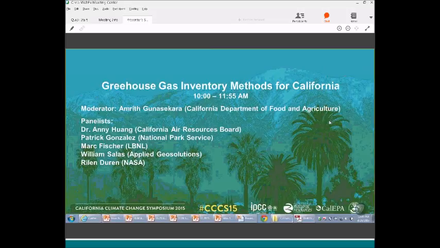So we need to look at these as a systems approach when we begin to look at baseline inventories and approaches for looking at mitigation. And I think that's where process models have an advantage. Again, they need to be well validated and calibrated with field measurements to understand how well they're performing.